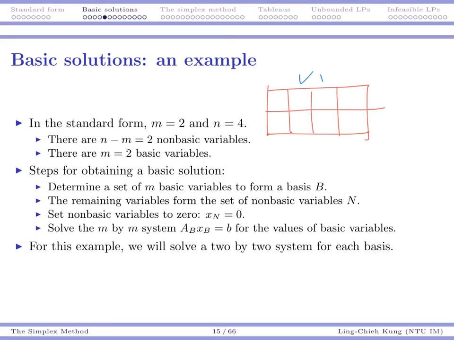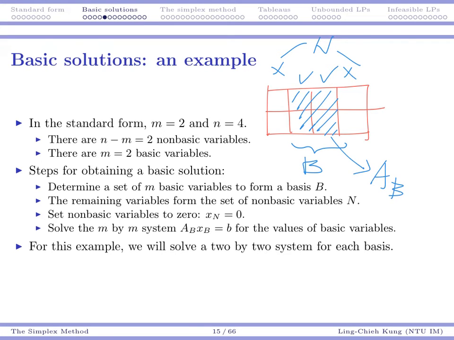We want to select, for example, these 2 to be the basic variables, and these 2 as the non-basic variables, just as an example, so that we have a square matrix here, which is called AB. Then we want to solve ABXB equals b. Hopefully that linear system has a solution, or hopefully AB is invertible. So the steps for obtaining a basic solution are to first choose a set of m basic variables to form this basis, and then set the other variables to 0, so that we may focus on this particular linear system. And we always know how to solve it, right?